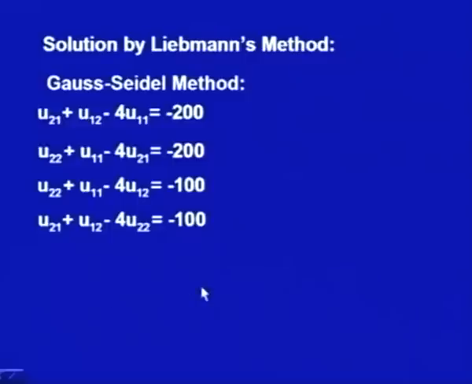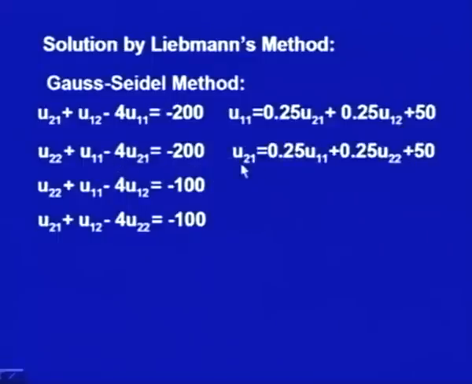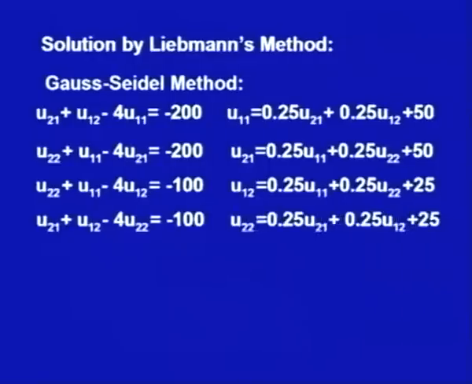So, we rewrite this equation as this one: u11 is 1 by 4 times u21 plus 1 by 4 times u12 plus 50. Similarly, u21 is 0.25 u11 plus 0.25 u22 plus 50, u12 is 0.25 u11 plus 0.25 u22 plus 25, and u22 is 0.25 u21 plus 0.25 u12 plus 25.